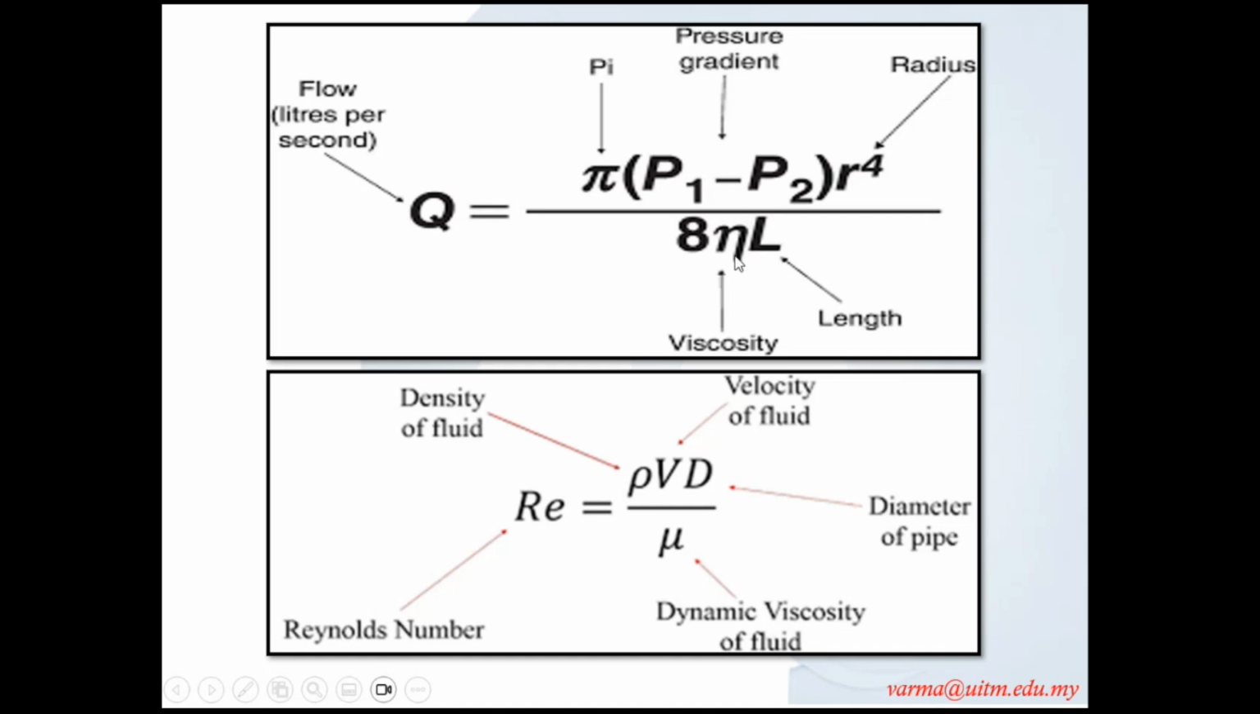You warm the blood. Why don't you give cold blood? You warm the blood because warm blood is less viscous. Cold blood is more viscous, and it is going to reduce the flow. So all these are examples of how we can apply it.